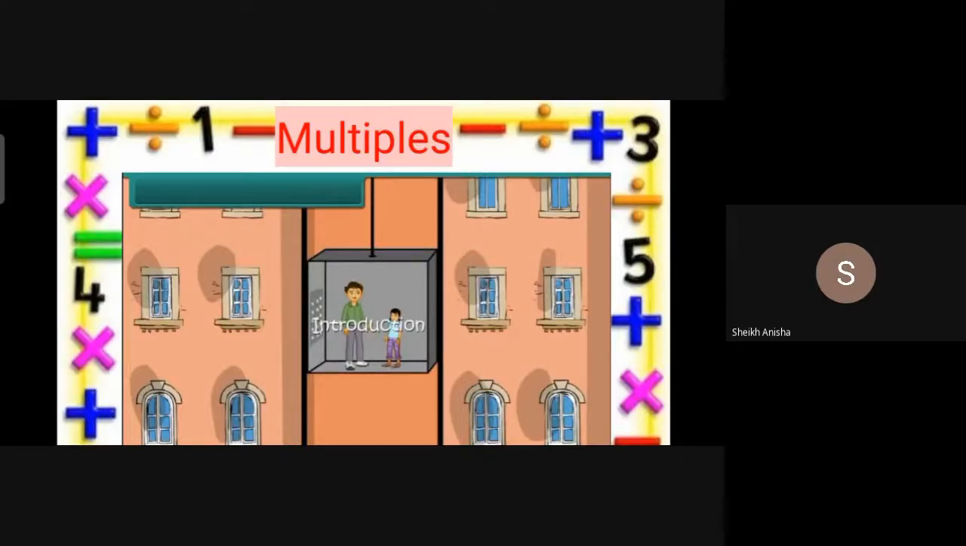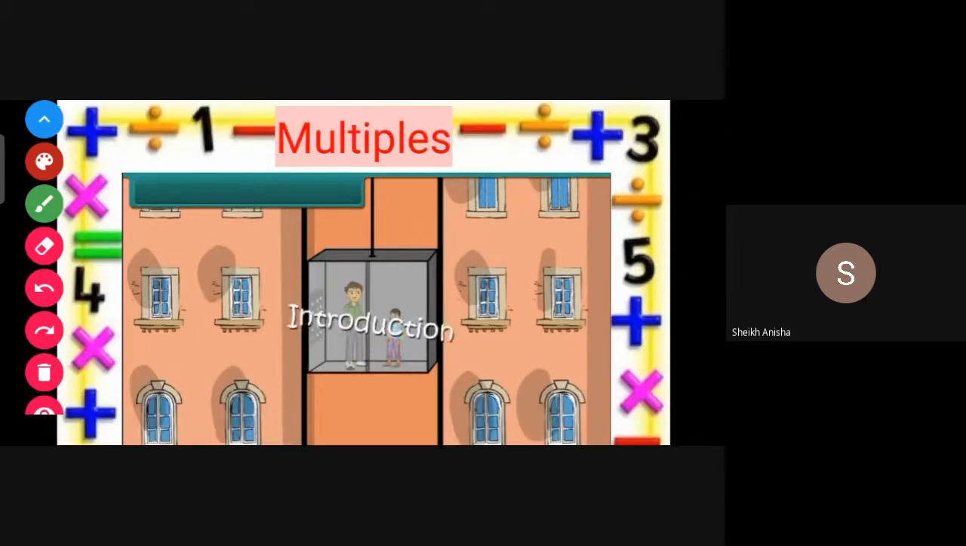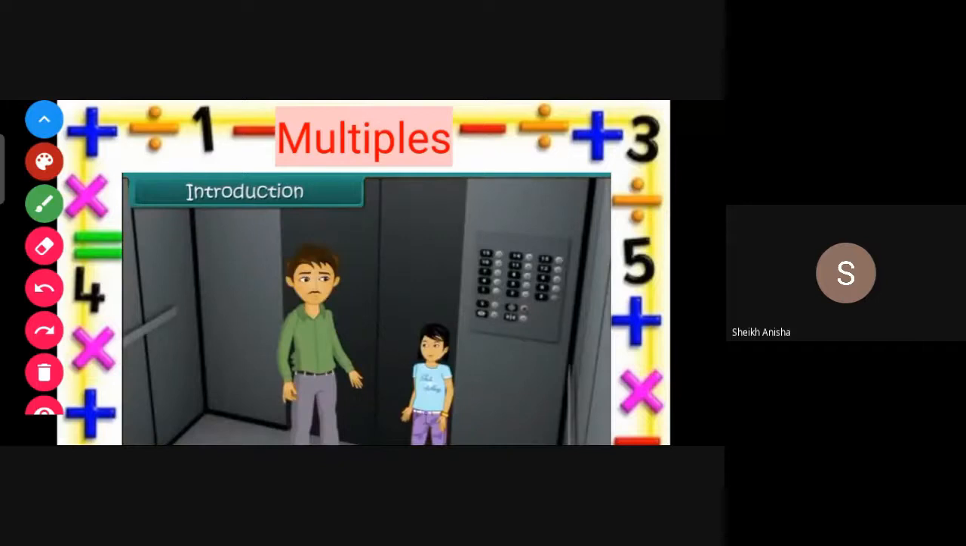Okay. So first we are doing revision, as I said. Yesterday we saw this much conversation between a father and a daughter. They were discussing multiples and factors. Where this lift stopped: he noticed it stops on the second, sixth, eighth, and 10th floor.